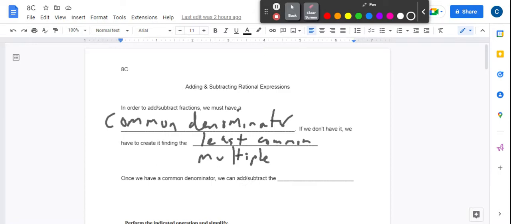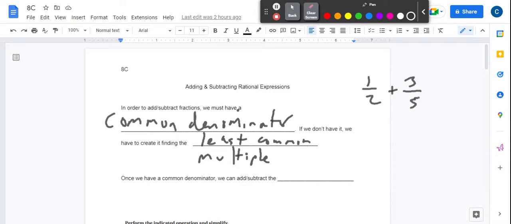So very simply, if we have 1/2 plus 3/5, okay, back to first grade math. Well, we don't have a common denominator. One of them has a denominator of 2. One of them has a denominator of 5. So we can't really do that. So we need to find the least common multiple. Well, mental math will tell us that the least common multiple of 2 and 5 is 10.